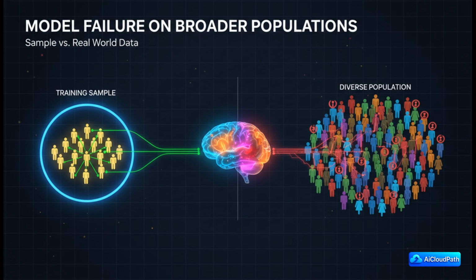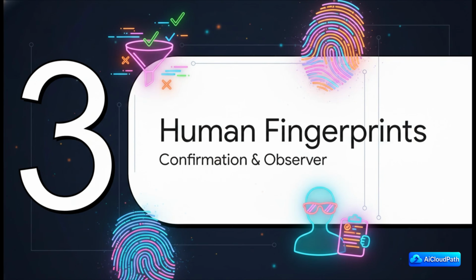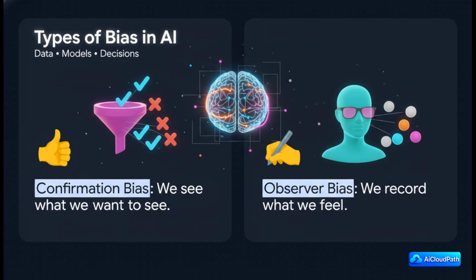Its entire perspective is just completely skewed from the start. Okay, so we've got faulty tools, and we've got skewed samples, but now we're going to get into something a little more personal. The biases that come directly from us, from the human mind. These are like our own fingerprints, and we're leaving them all over the data.